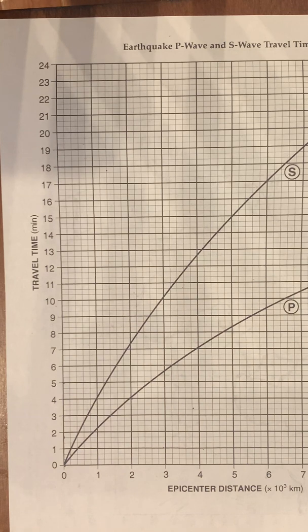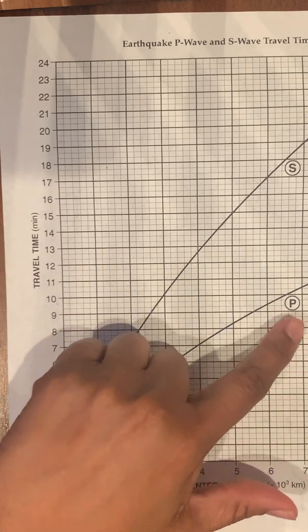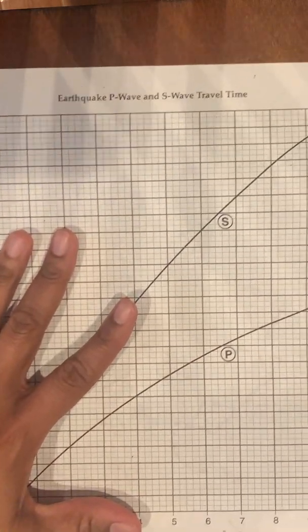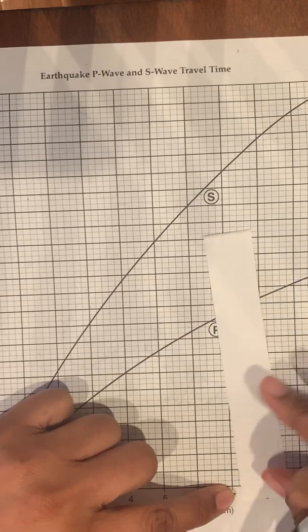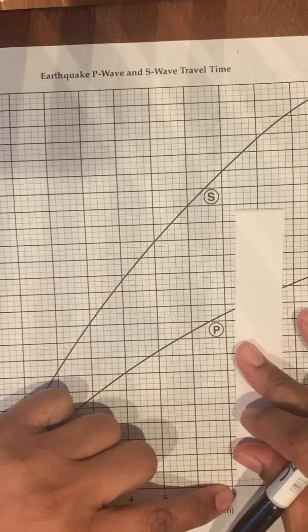Next one, this is B. The epicenter of the earthquake is 7,200 kilometers away from the seismic station. Identify the time interval between the P and the S wave. So there's 7,200 kilometers. So we're all the way over here on this side of the page. 7,200. So 7,200 is this line.